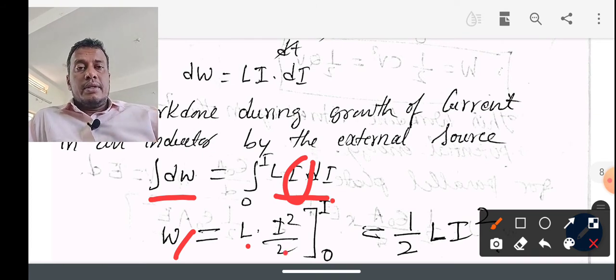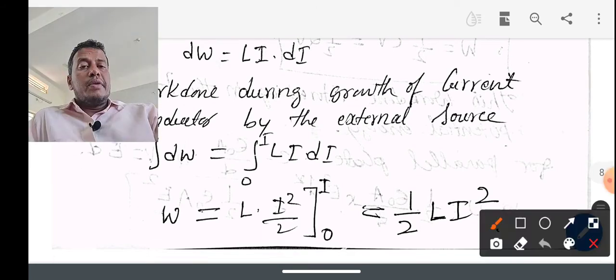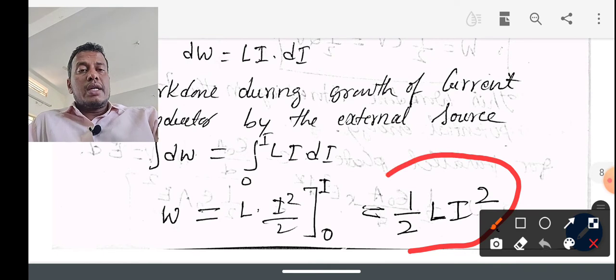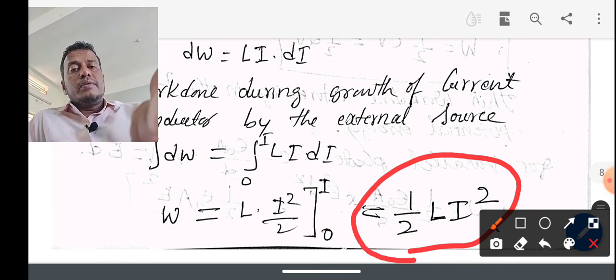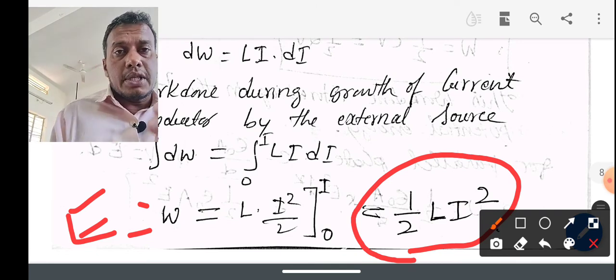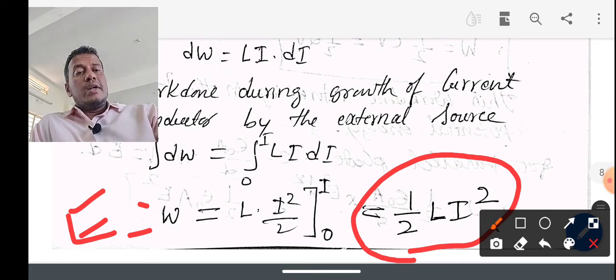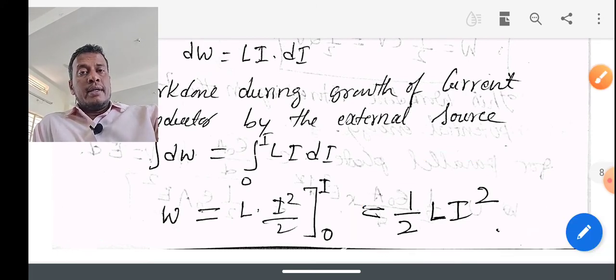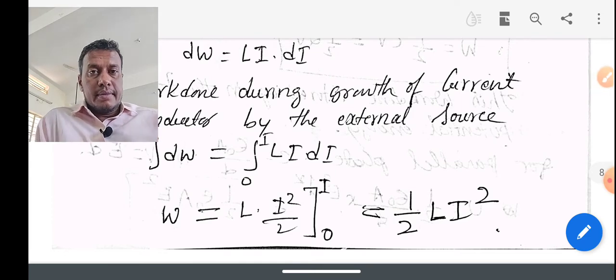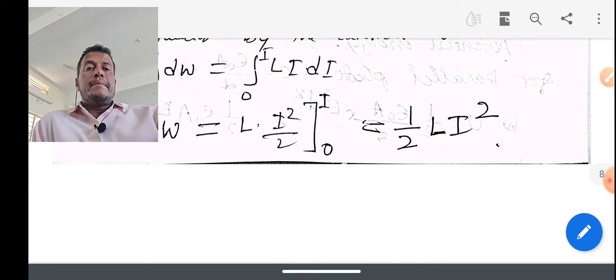After simplifying, you get half L I square. This is the energy stored, the work done is nothing but energy stored. So the energy stored in the circuit is given by half L I square. This is the equation for the energy stored in an inductor. As we move further, this is the equation.